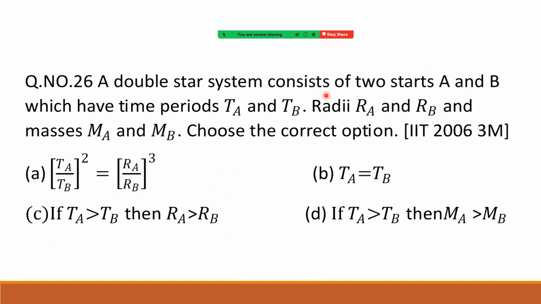See the next one. A double star system consists of two stars A and B, which have time periods TA and TB, radii RA and RB, masses MA and MB. Choose the correct option. This was asked in 2006 for 3 marks. If you remember, in gravitation lecture 4, question number 4, we have discussed the same problem. And there we can answer this: TA equals TB, right? So you can refer to gravitation lecture 4. In that question number 4, you can see the same question, right?